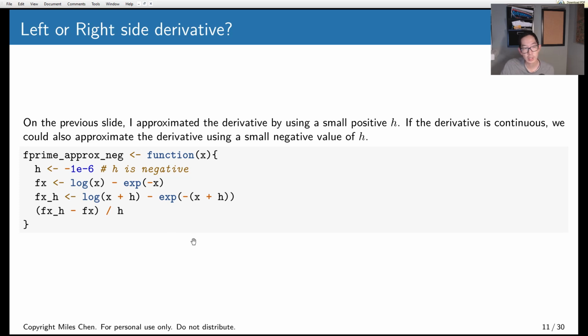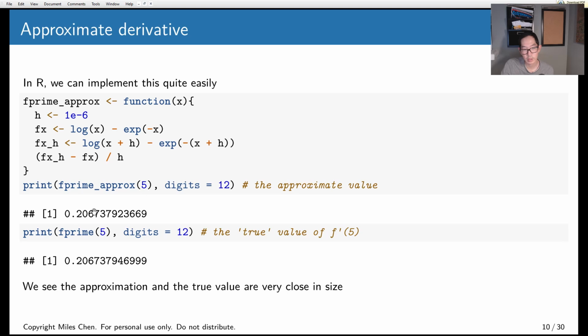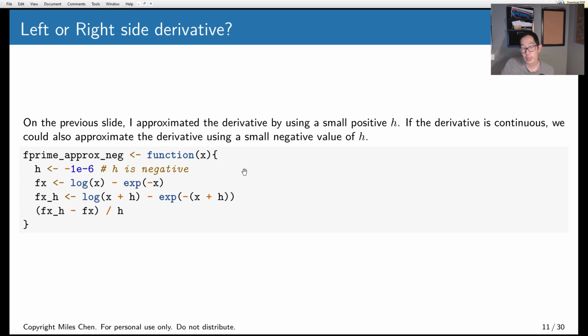The way I calculated the value of the derivative was I added a little h. What if I add a negative value of h? So instead of adding 10 to the minus 6, I subtract 10 to the minus 6. Same kind of thing: calculate the value of the function at x, the value of the function at x plus h, see how much the value of the function changed, and divide by the size of h.